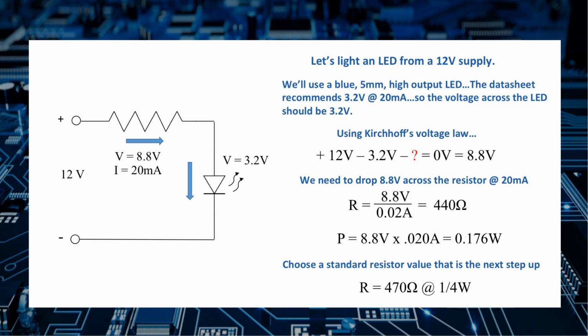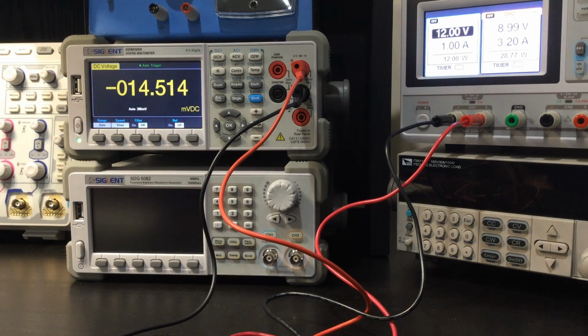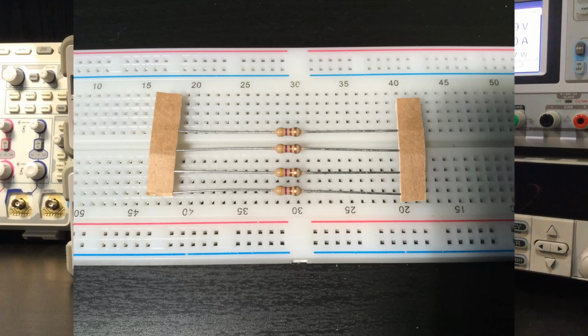Let's see how that works out in the lab. Okay, let's get started. So I've got our LED circuit that we designed hooked up on the bench, and power supply set for 12 volts. Got a 470 ohm resistor, inserted. In case you haven't seen it before, this is the way through-hole resistors often come.